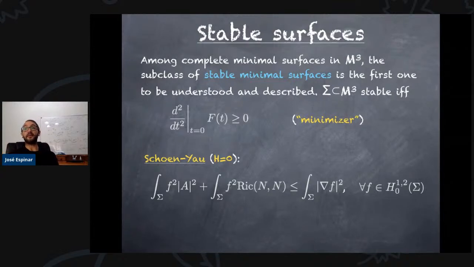So we are going to do the same with the functional defined before, this area functional, for these compactly supported variations. And we are going to define stable minimal surfaces as those that are critical points for the area, that is, the first derivative is 0, and the second derivative satisfies this condition, it is bigger than 0. This condition we can translate into an analytical condition. Schoen and Yau did it, and it tells us that the second fundamental form, that is this term here, A squared, and the Ricci curvature satisfy this integral condition for any function of compact support on the surface.